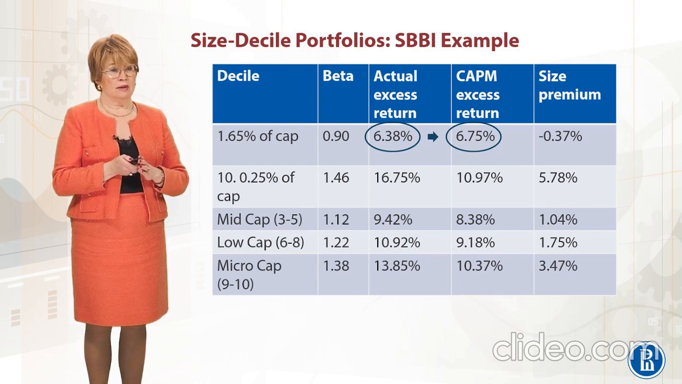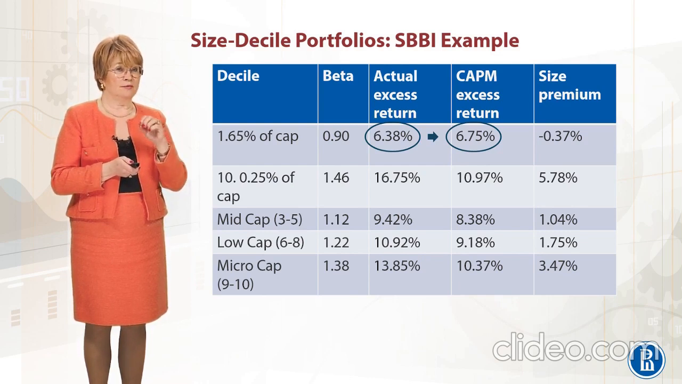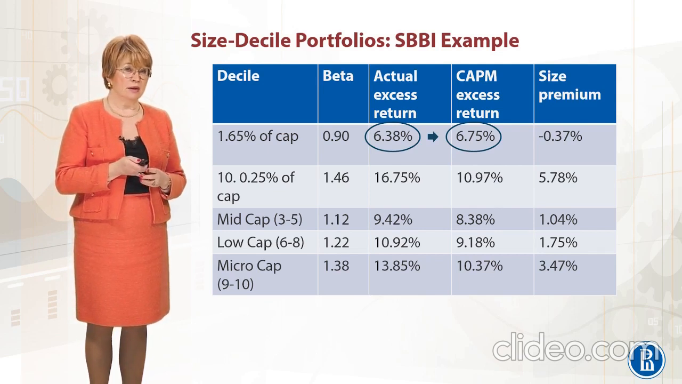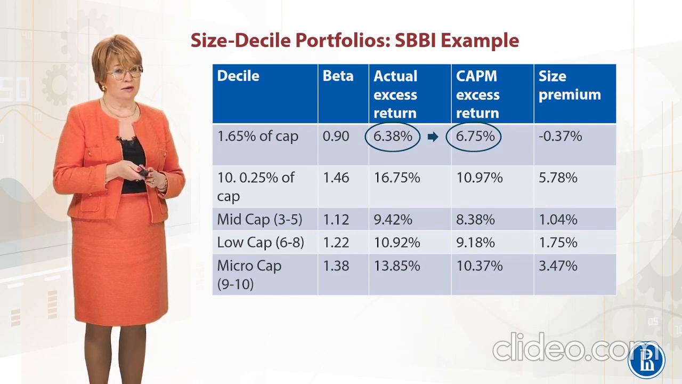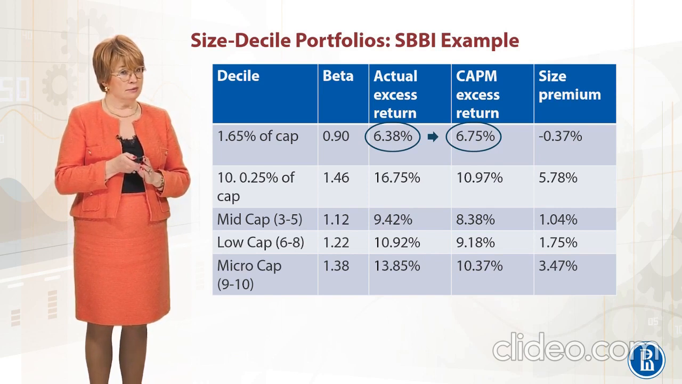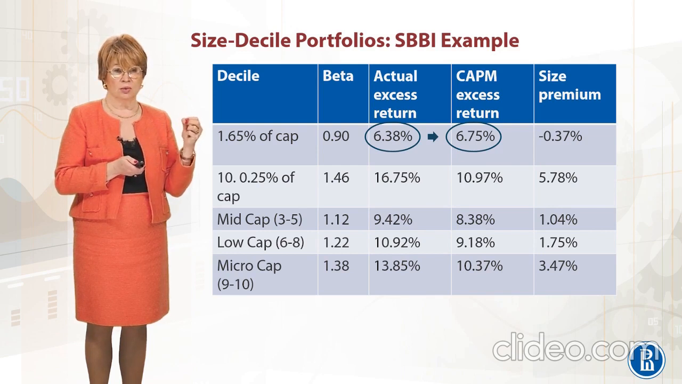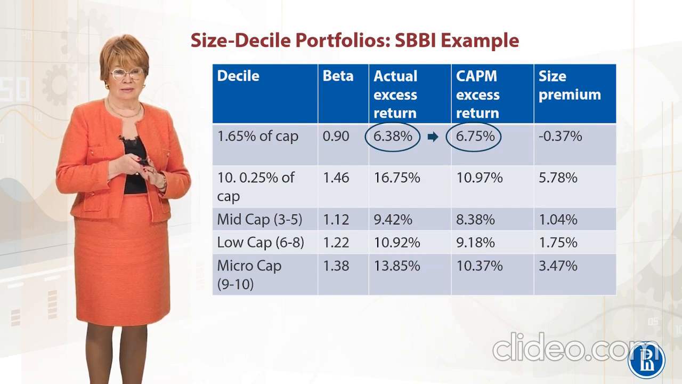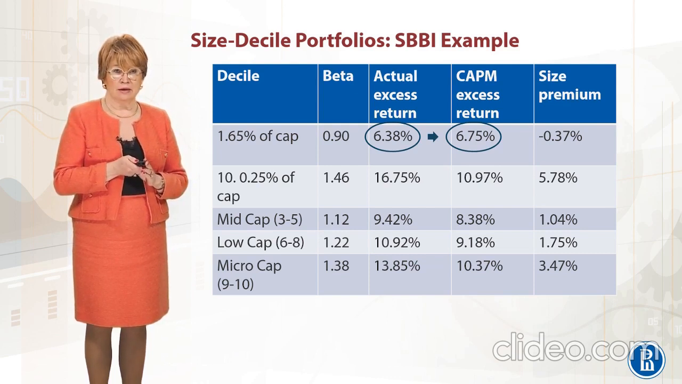If we move then lower and lower to the mid-cap companies, they will already have the beta on average 1.12. These are the third, fourth, and fifth deciles. And if we go then to the low cap companies, these are the 6 to 8 deciles, they will have even higher betas on average, 1.22. And microcap companies are from the last two deciles, the lowest caps, the 9th and 10th deciles. They will have 1.38 value for their average beta.